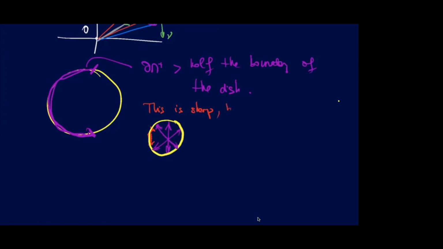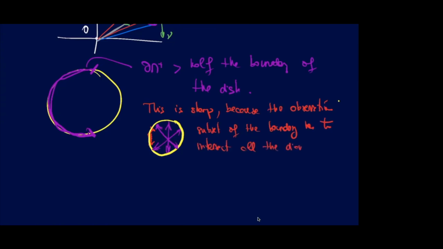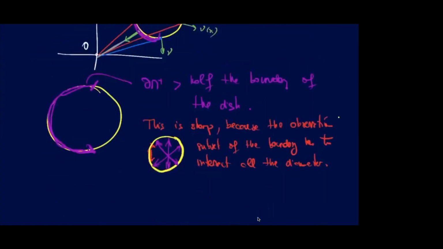Because the observation subset of the boundary has to intersect all the diameters. Very good. So now this was on the circle.